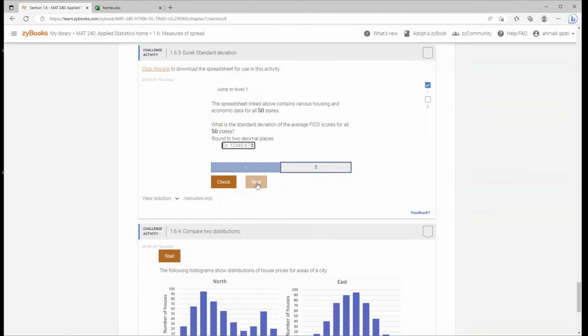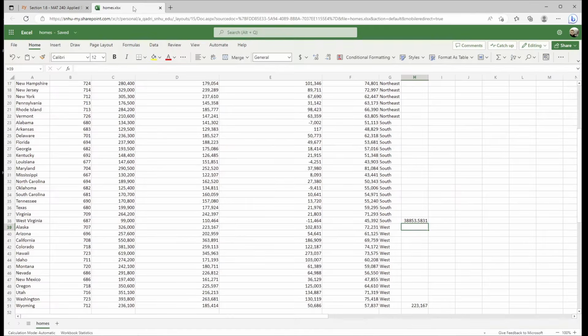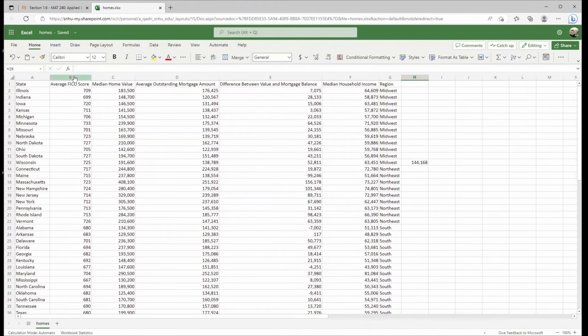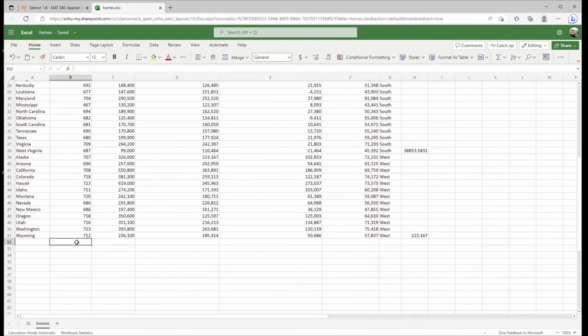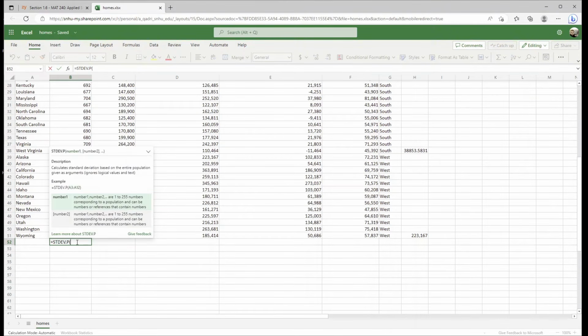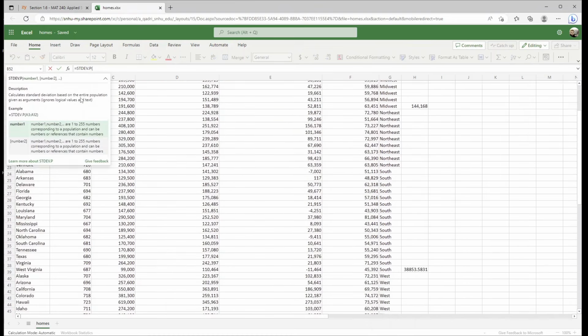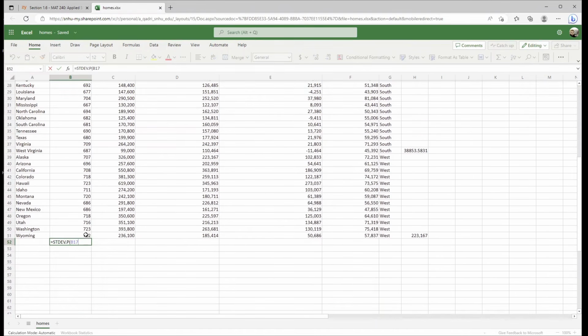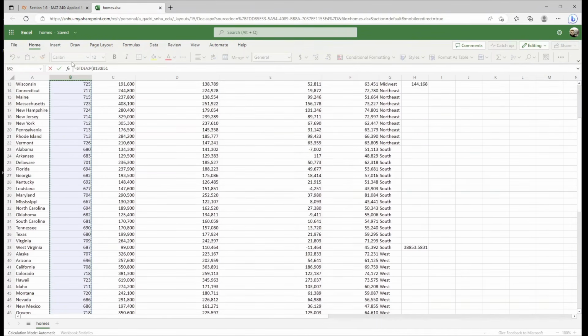The next question is, what is the standard deviation of the average FICO score for all 50 states? We want to round that to 2 decimal places. This time we're calculating the standard deviation of the score here, which is in column B, for all 50 states. So I can type here stdev.p. Again, we're going to use the population-based standard deviation, and let's select the entire range of scores here.